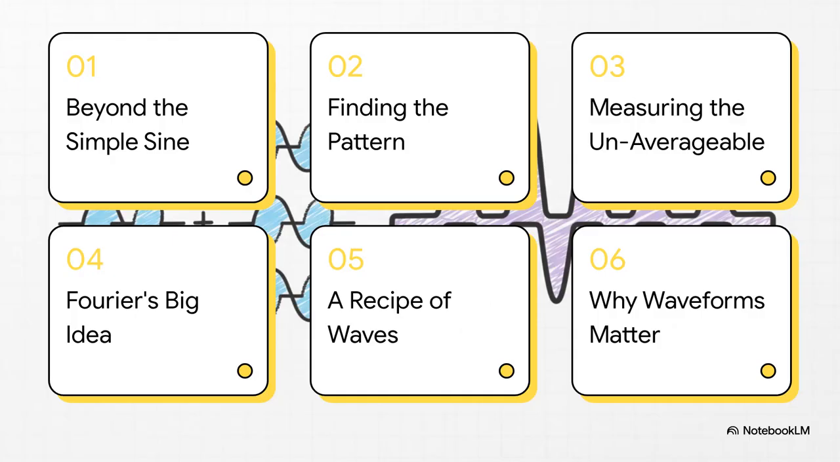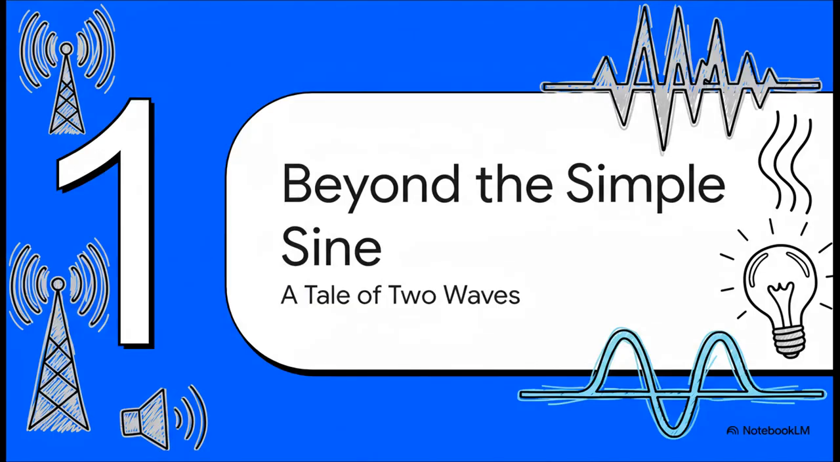So here's our game plan. We're going to start by looking at simple versus complex waves, then we'll go on a hunt for clues, for patterns. And that search is going to lead us to this mind-blowing idea from a mathematician named Fourier, which reveals the secret recipe of waves. And then we'll tie it all together and see why this one idea is basically the backbone of all our technology. All right, let's kick things off with a tale of two waves.